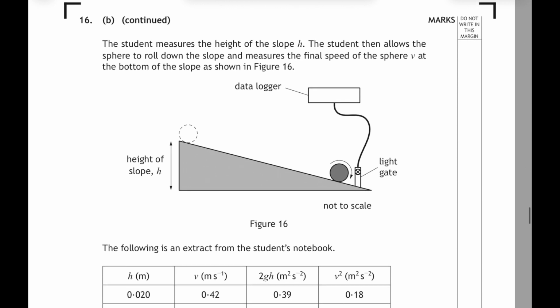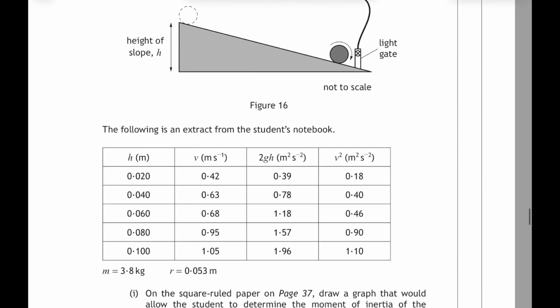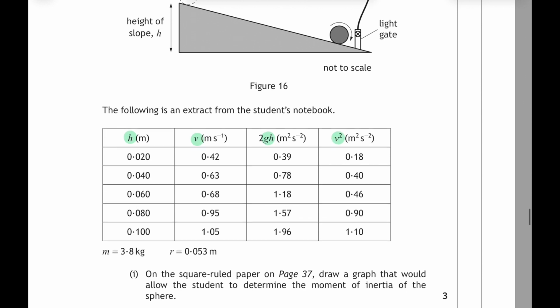I've got a light gate at the bottom there to measure the speed at the bottom. And the following is an extract from the student's notebook. So they've got measurements of h, v at the bottom, and then they've got another column that's got the heading 2gh, and the final column is v squared.